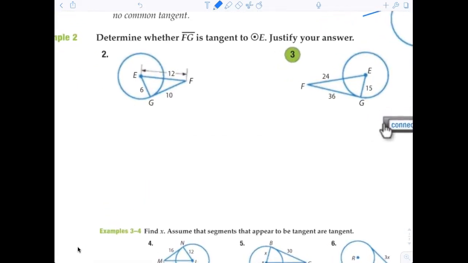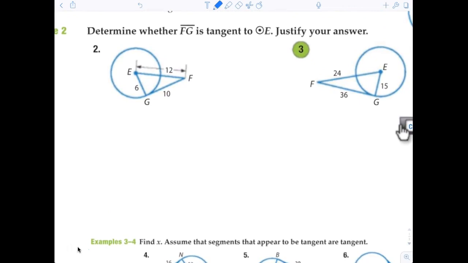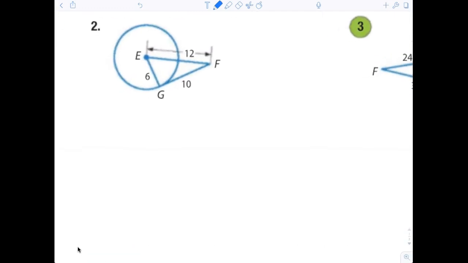Now for question number 2. What do you think the measure of angle EGF is? 90 degrees. That is exactly correct. So now there is a rule. Anytime you have a line that is tangent to a circle, and you draw the radius to the point of tangency, it automatically creates a 90-degree angle. So everybody just needs to put in there, that's a 90-degree angle.